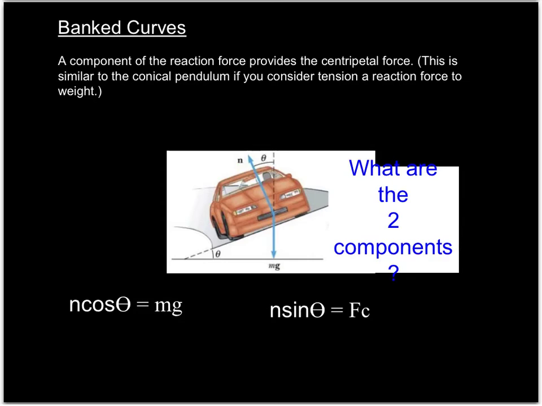The components of N are the things to look at, in a similar way to what we just saw with the components of tension for a conical pendulum. We can resolve the vertical component, which must be equal and opposite to the weight force. That's N cos theta. And the horizontal component again will give us the centripetal force, and this time it will be N sin theta equaling the centripetal force.